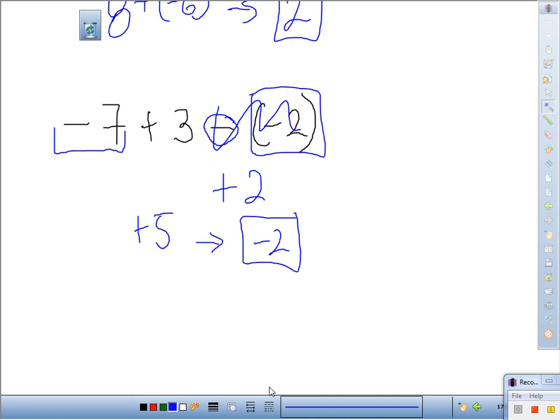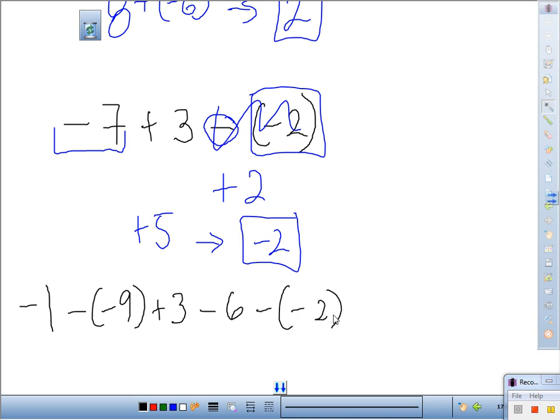Crank it up a notch, yeah? All right, here we go. Let's do negative 1 minus negative 9 plus 3 minus 6 minus negative 2 plus 1 minus 3. And I'll stop there.